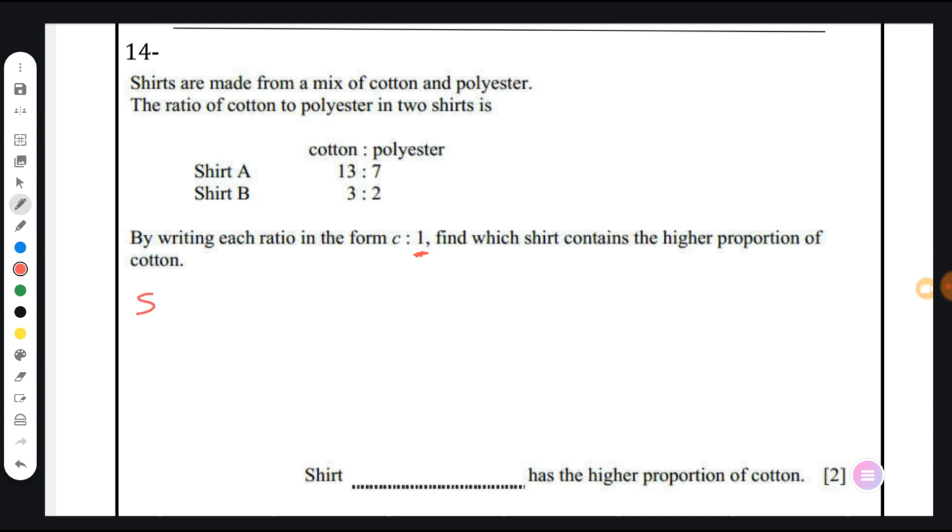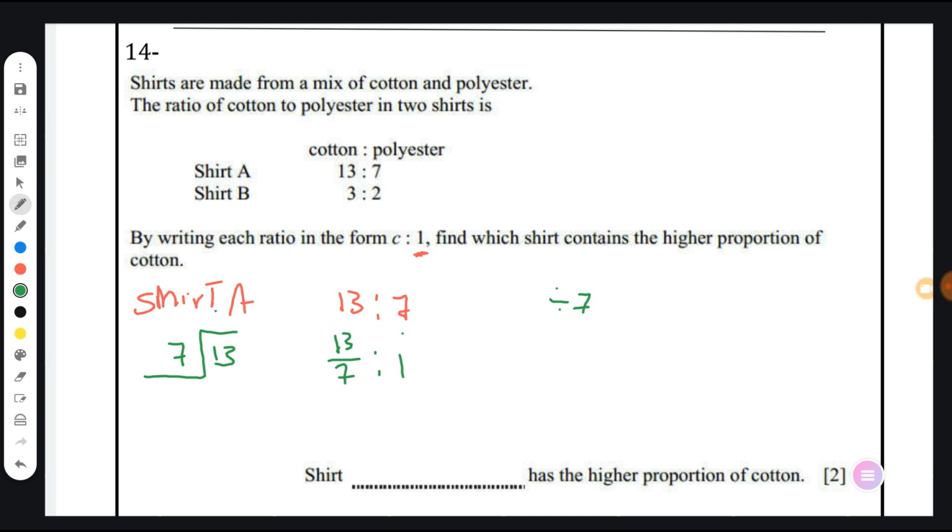Let's start with shirt A. It is 13:7. Divide both sides by 7. So when we divide by 7, 7 divided by 7 equals 1. And here 13/7. Let's use long division to see the exact number. 13 divided by 7. So we will convert it to decimal to easily calculate.